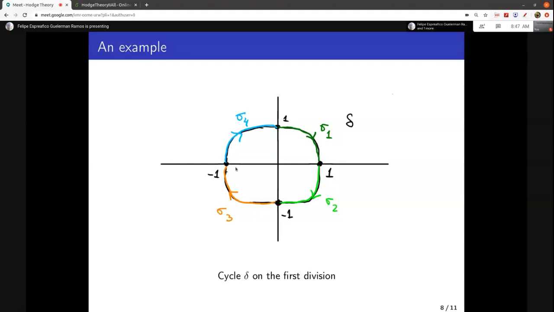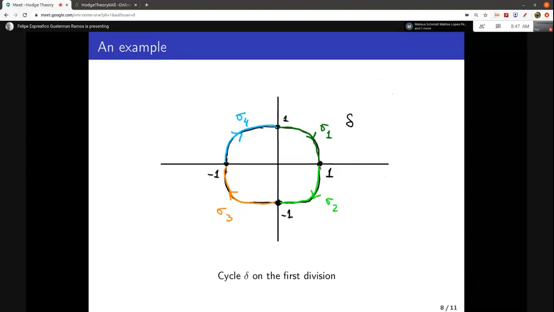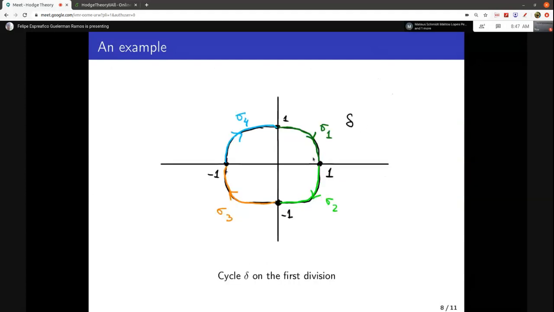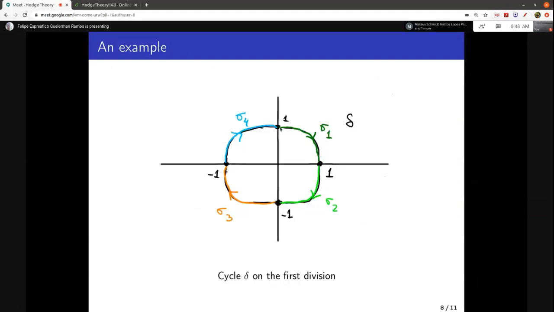singular simplices. And then the important thing here is that those sigma 1, sigma 2, sigma 3, and sigma 4 are exactly deltas. So why? So sigma 1 is joining 0, 1, and 1, 0, right? So if we consider the exponent of the root of unity as being 0, as in delta beta equals 0, 0, we are going to exactly be joining 0, 1, and 1, 0.